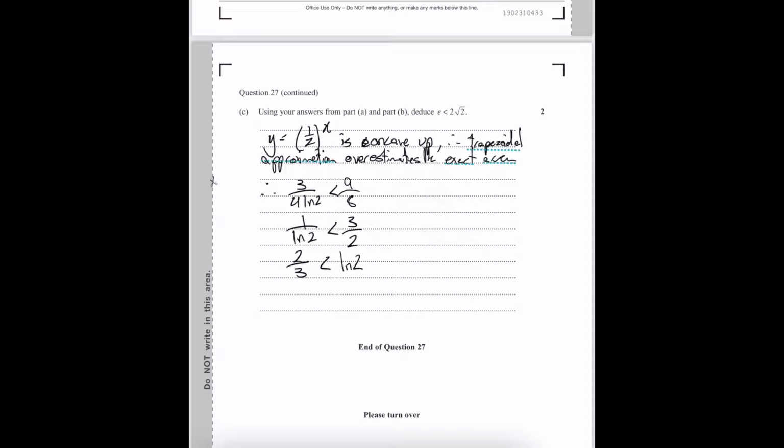Now if I raise e to the power, so e to the 2 on 3 is going to be less than 2. And that means e is going to be less than the cubed root of 2, the square root of 2 cubed, which is equal to root 8, which is equal to 2 root 2. And that's our answer. That's exactly what we needed to deduce.